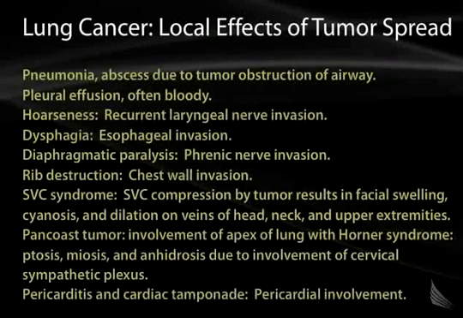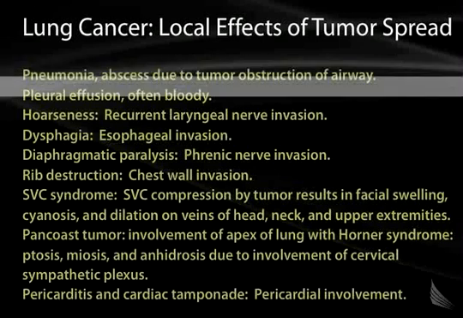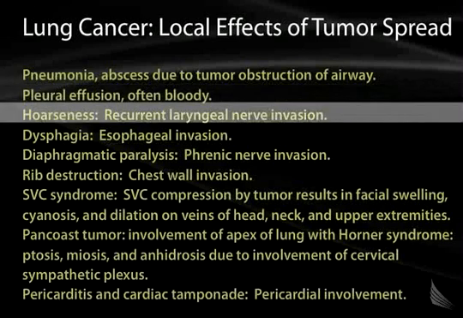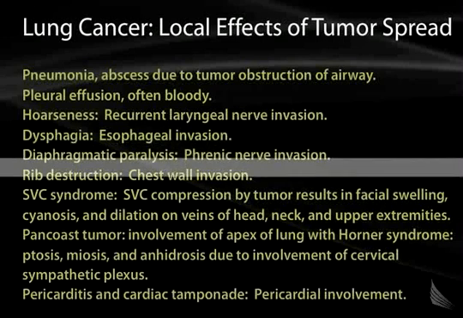In terms of local effects of tumor spread, it can cause multiple problems in the patient. Primarily, pneumonias and abscesses are normally found when you have obstruction of the airways. Pleural effusions also can be found, which are commonly bloody. Hoarseness is a common complaint with recurrent laryngeal nerve invasion. Dysphagia, as well as diaphragmatic paralysis, is something lung cancers can also cause. If the lung cancer is invading the chest wall, you can have rib destruction.